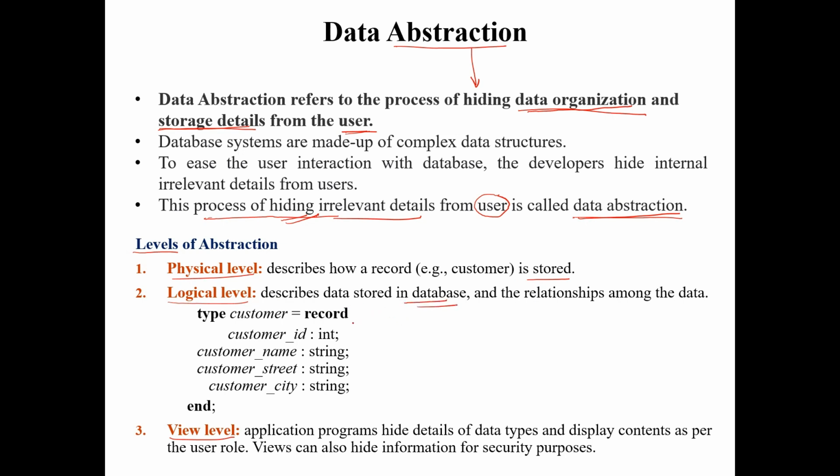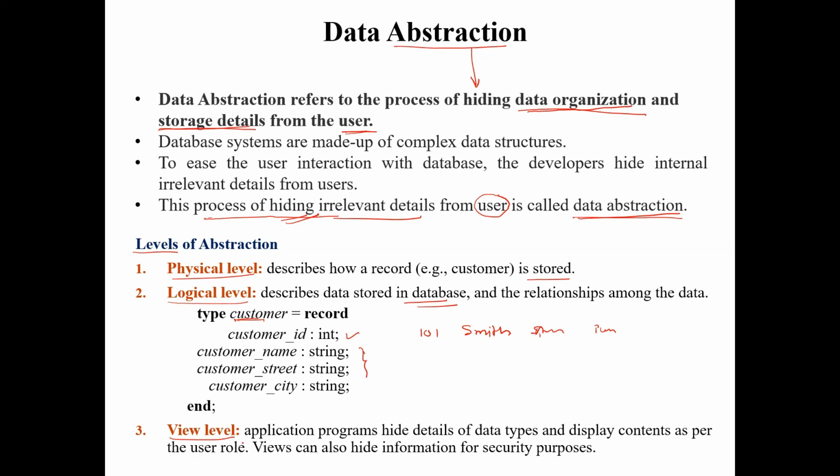For example, if we want to store customer details, we have to store the customer ID, for example 101, the customer name, Smith, the customer street, ABC, and the city, for example Pune. So in this way we need to describe how the data will be stored, whether in the form of an integer or a string, and so on. This is the logical level, and the third is the view level.